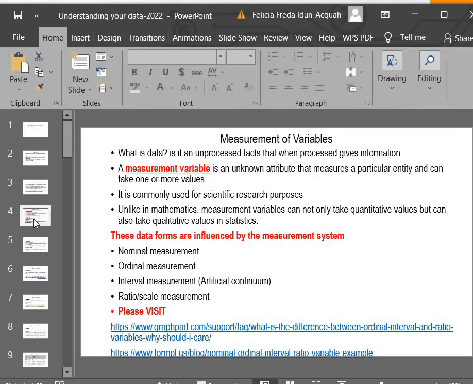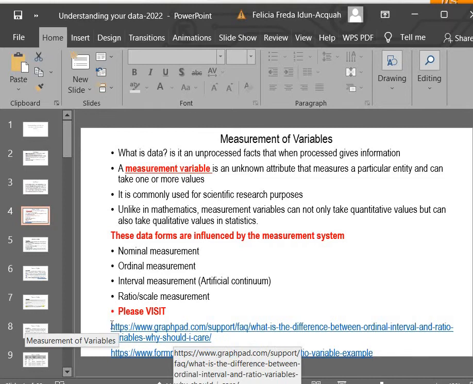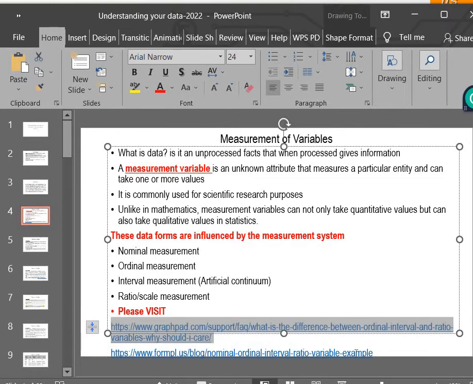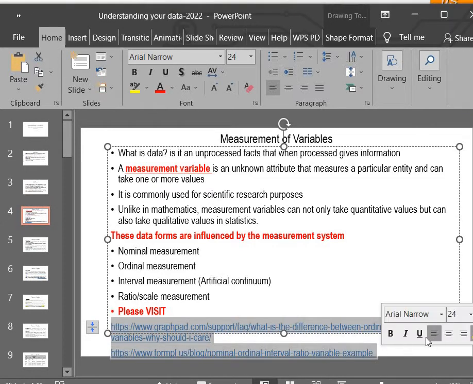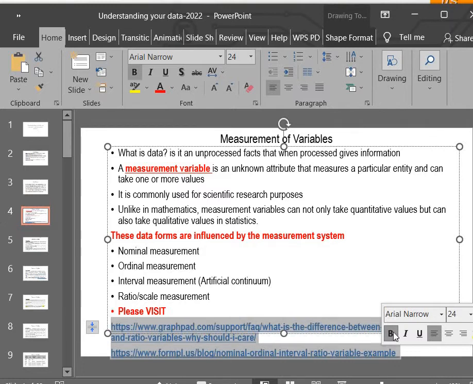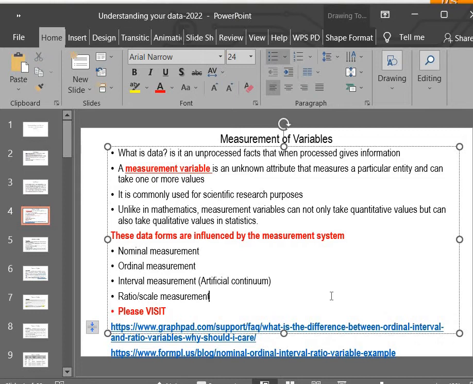So there are four main levels of measurement systems that we can use to measure the various variables that we have in our research. You can visit these websites as have been attached so that they will give you more detailed information on the various issues that we are going to deal with.